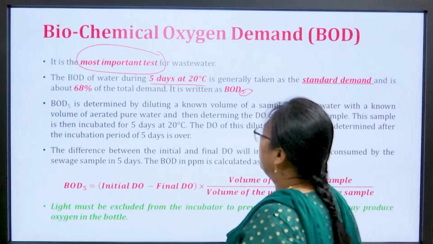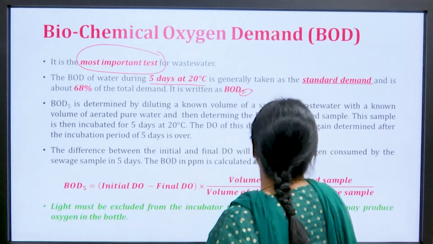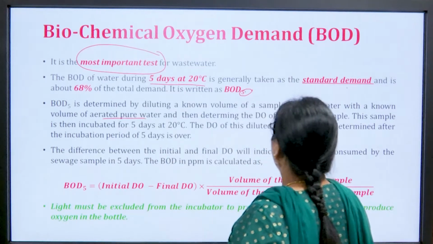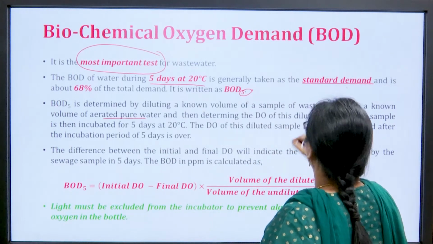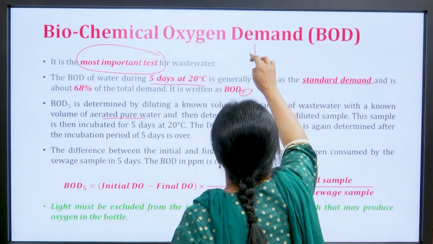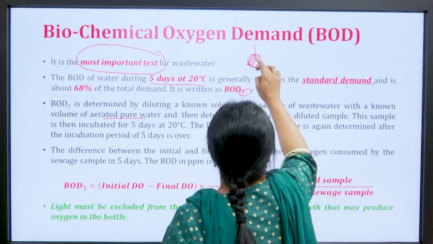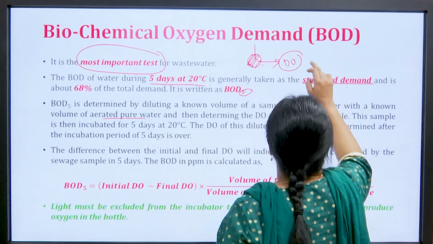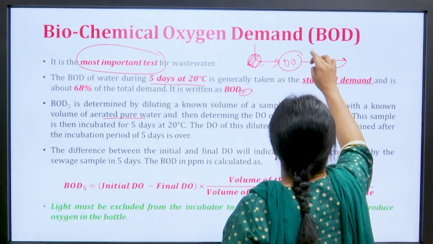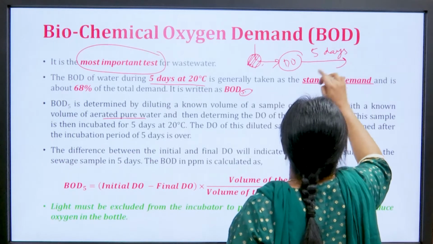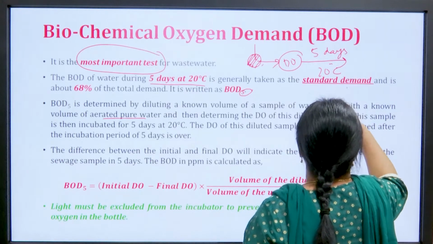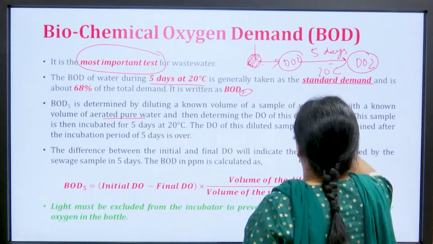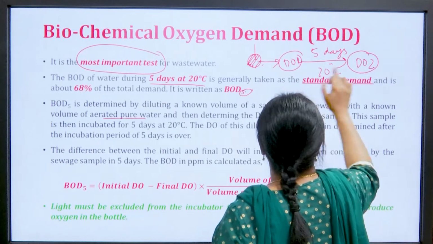BOD 5 is determined by diluting a known volume of sample of wastewater with a known volume of aerated pure water and then determining the DO of this diluted sample. So, first you will take a wastewater sample, then you will dilute it and take the DO of that. Then you will keep it for 5 days in an incubator at 20 degrees centigrade. After 5 days you will take it out and again take the DO. So, you will have a DO 1 and a DO 2, the initial and the final, right.